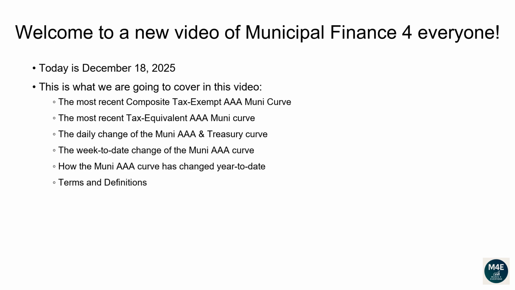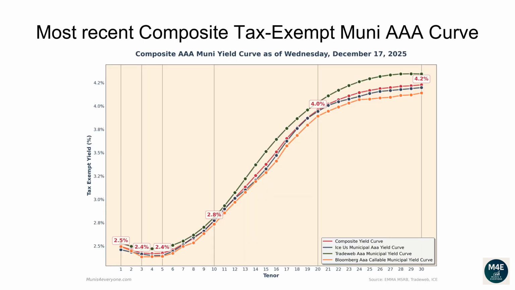Terms and definitions. Let's go over the most recent composite tax-exempt Muni AAA curve. The following composite tax-exempt yield curve is based off the most recent ICE, TradeWeb, Bloomberg yield curves that are available on the EMA MSRB website, plus some proprietary extra adjustments, as of December 17, 2025.